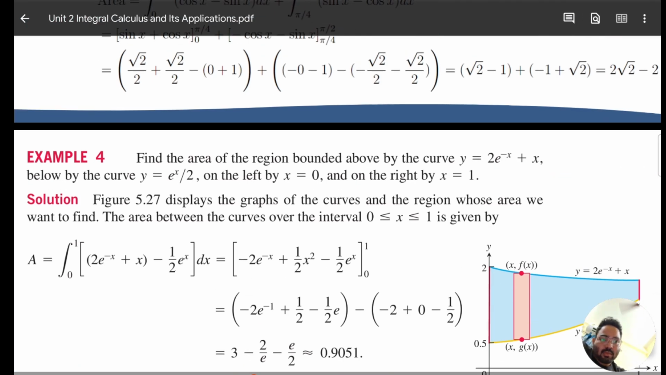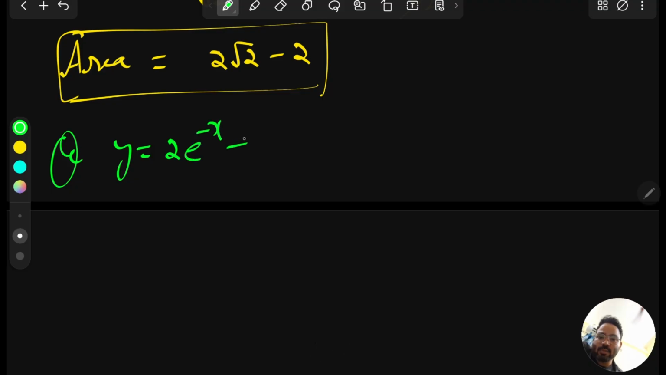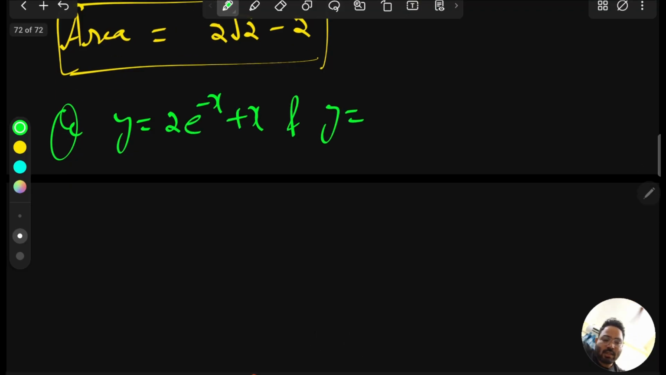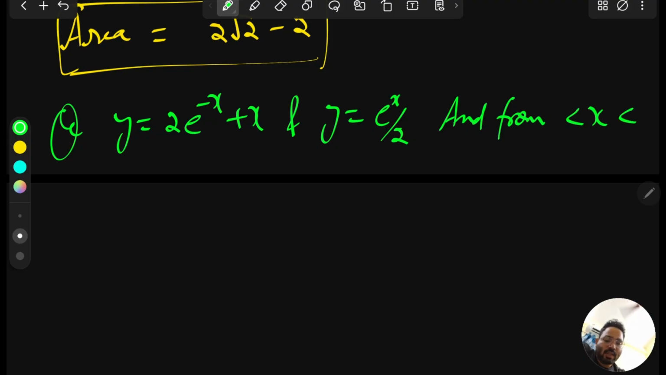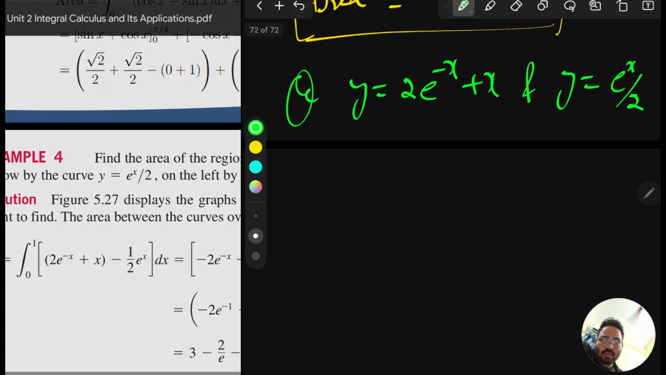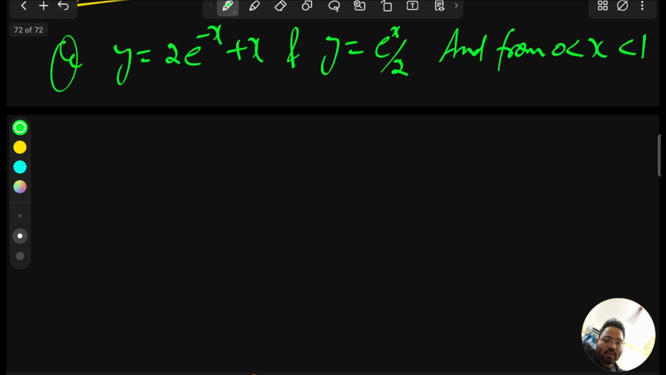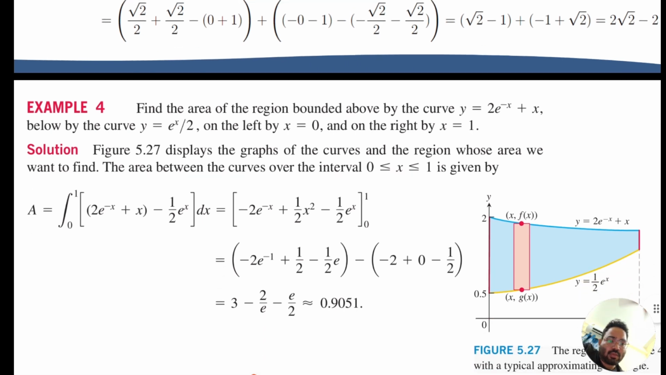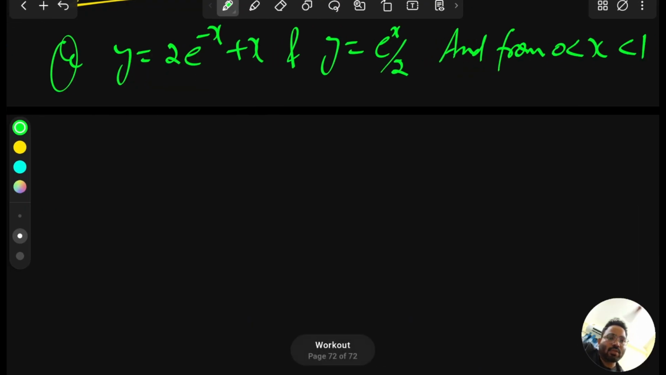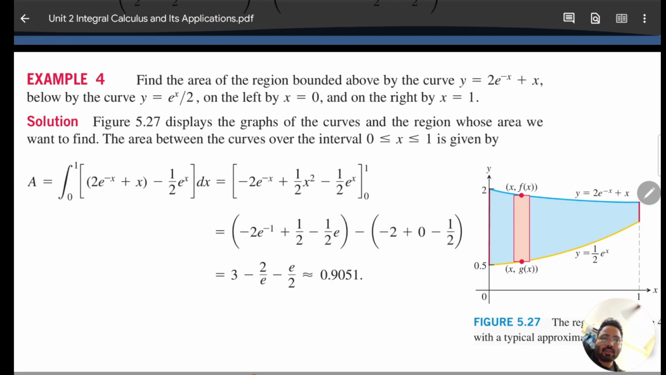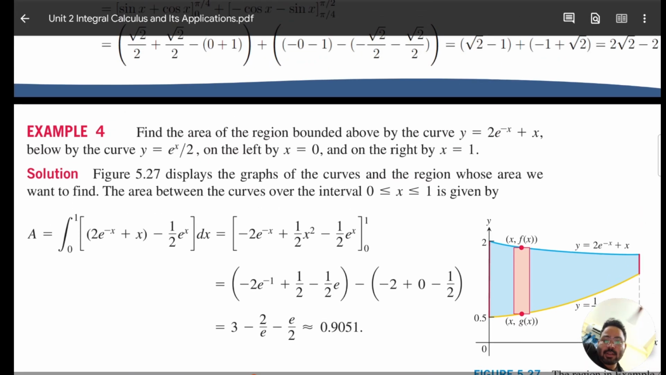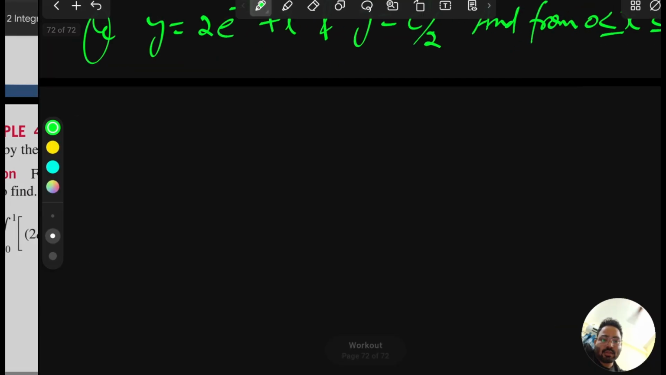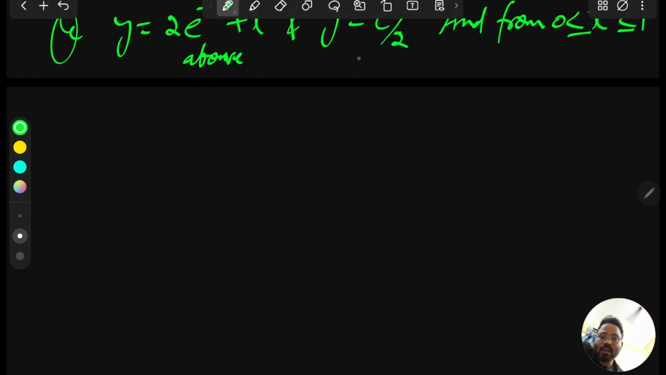y equal to 2 e to the power minus x plus x, and the next curve is y equal to e to the power x by 2. And x is going from where to where? x is going from 0 to 1. See, bounded on the left by x equal to 0 and on the right by x equal to 1. So from 0 to 1 we have to find out, and here the question clearly tells what the above curve is. So the above curve is the first one, already given, and this is the bottom curve.